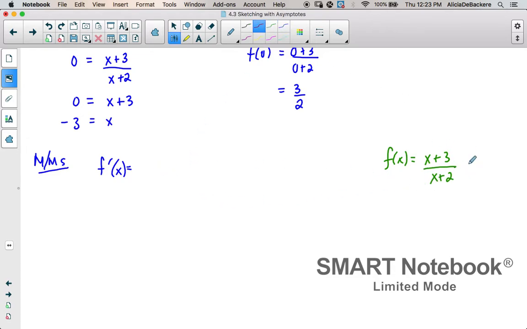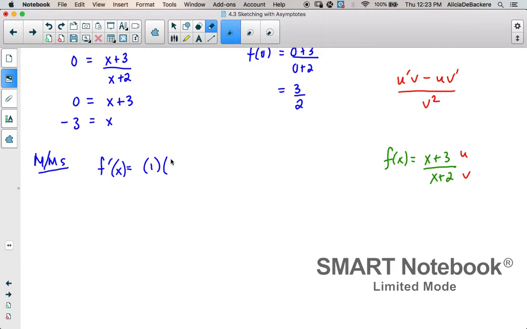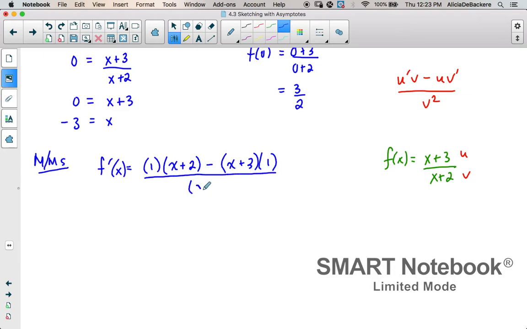I've got a quotient rule here, so I've got a u over a v. So thinking about the quotient rule, I'm going to take the derivative of the numerator, multiply it by the denominator, subtract the numerator times the derivative of the denominator, and then square the old denominator. And so when I simplify this, I'm just distributing that negative through that bracket, and then collecting like terms, the x's actually cancel away, and I'm just left with negative 1 over.